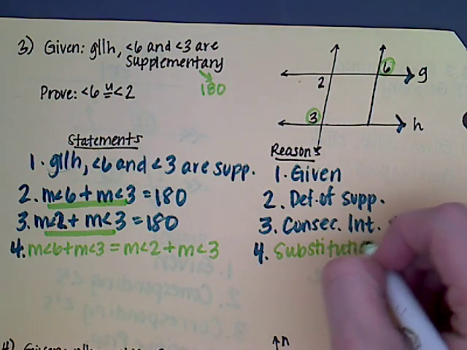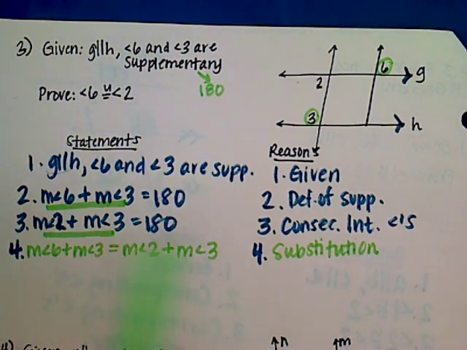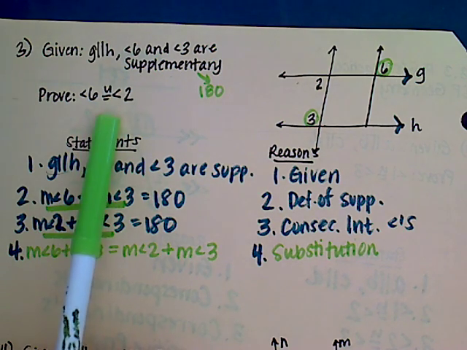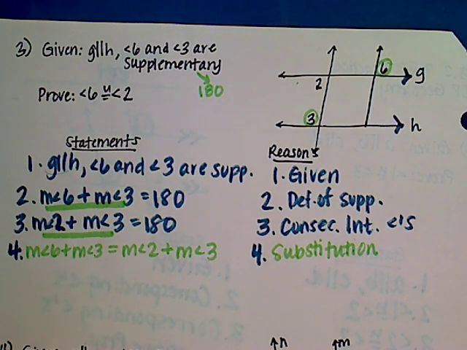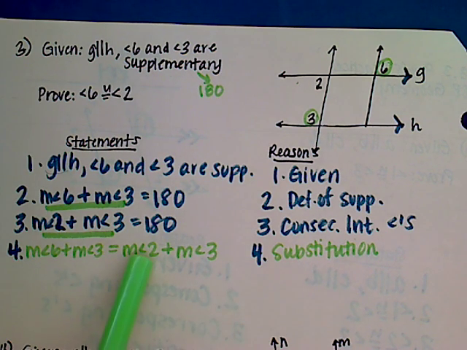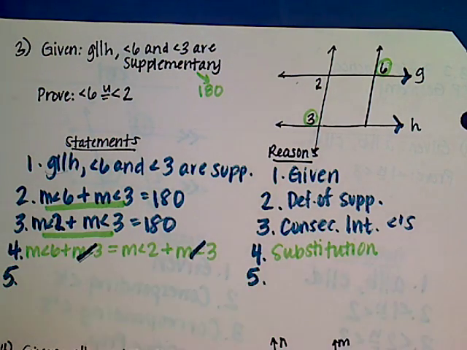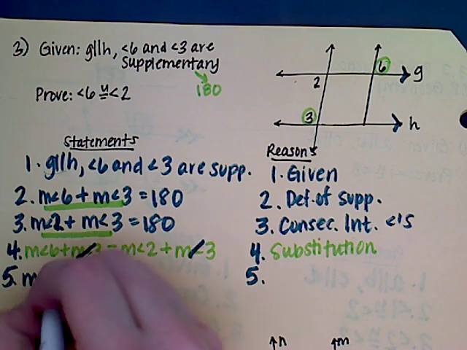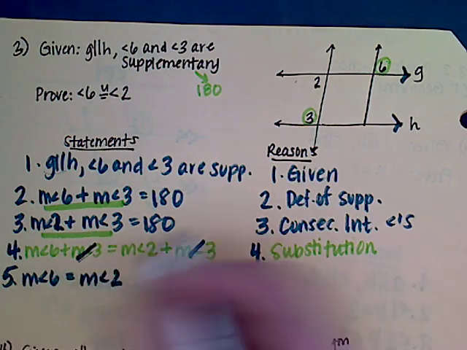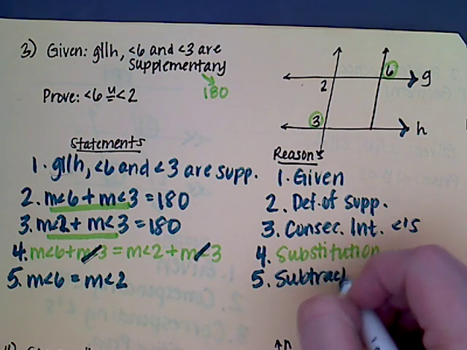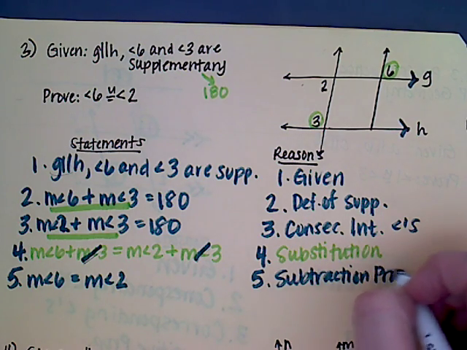And maybe if we look at the end, that would help you understand why we do this. If we want to say that 6 and 2 are congruent, we first need to show that 6 and 2 are equal. So this step is essential in letting us show that 6 and 2 are equal to each other. Because in the next step, we can get rid of the measure of angle 3 on both sides and say the measure of angle 6 equals the measure of angle 2 by the subtraction property, because we just subtracted the same thing from both sides.